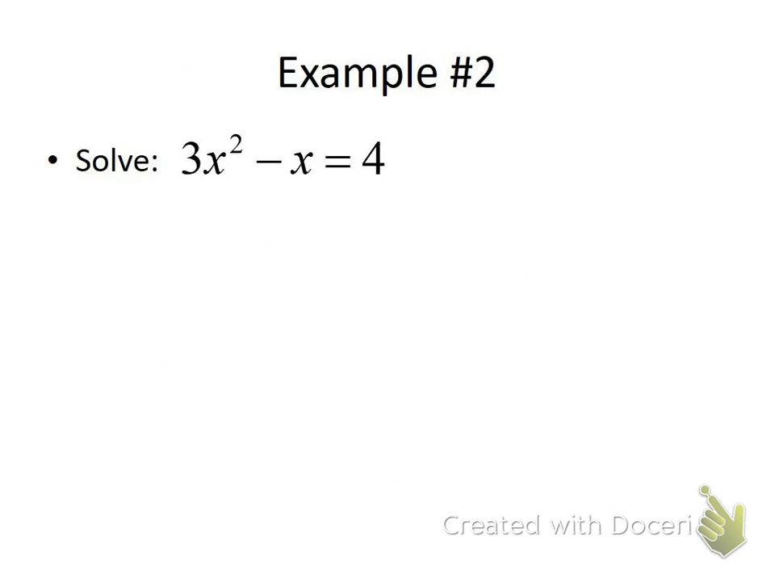All right, on any of these, the first thing I should be doing is getting it into standard form, meaning it needs to be set equal to 0. What do I do? Subtract the 4. So I end up with 3x squared minus x minus 4 equals 0.